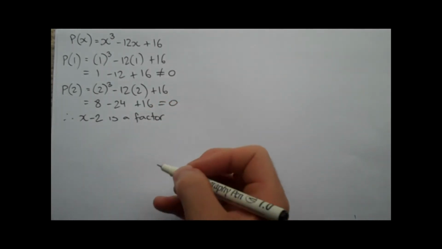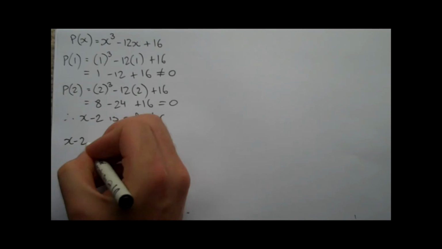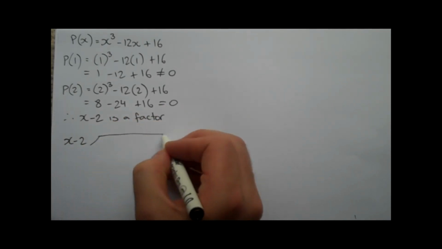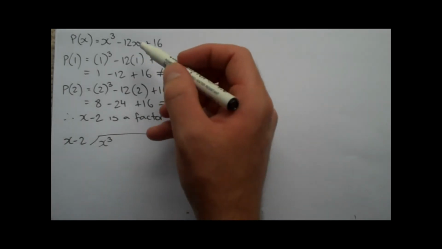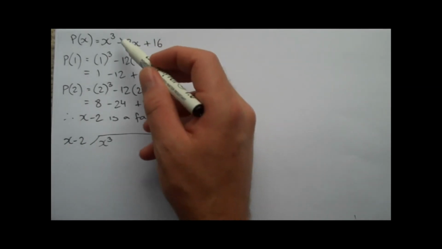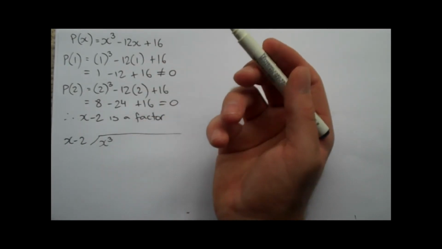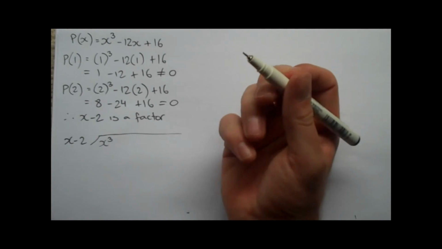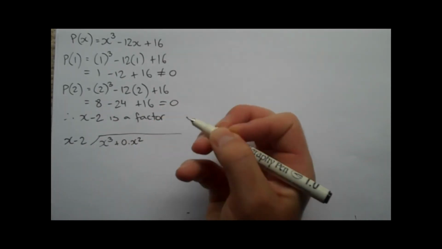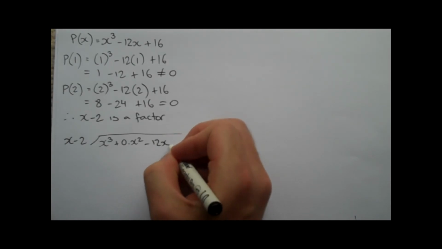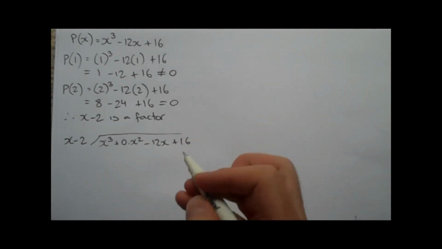Now we set up our long division with our factor on the outside, our division sign, and our polynomial underneath. But we have to be careful here, because we have to write our polynomials in descending powers of x. And what you'll notice with p of x in this case is that we're missing the x squared term. We still have to include it, just with a 0 coefficient this time. So we add 0 multiplied by x squared, take 12x, plus 16. And then we go through the steps.